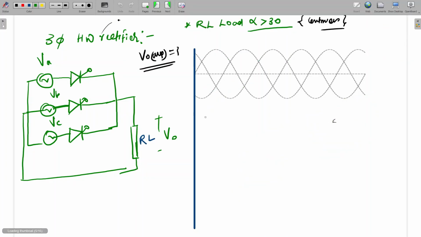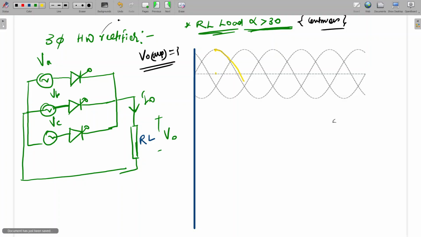Now for RL load, alpha greater than 30. What will happen? Since RL load is there, we are assuming constant current, continuous ripple free current. Let's say I'm triggering at alpha equal to here, same alpha equal to 60 degree. So what will happen?